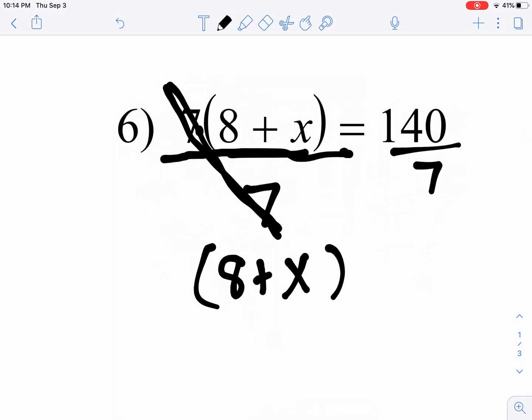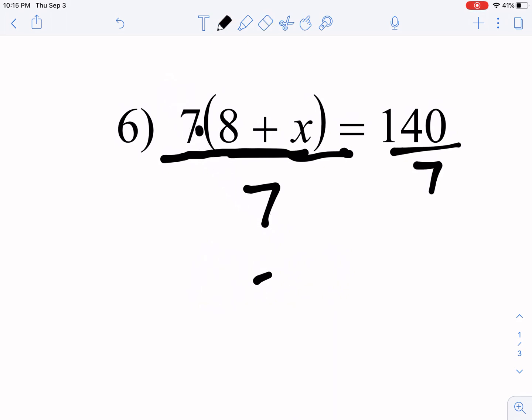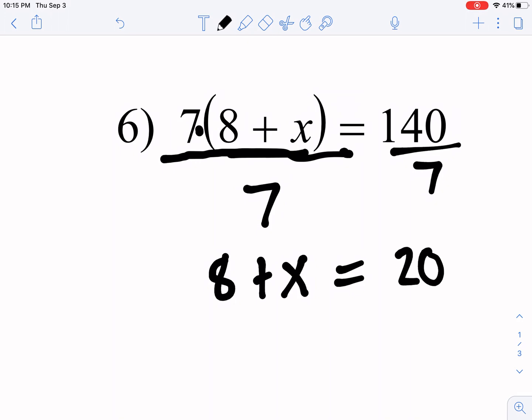Now, we don't have to write the parentheses at this point because there's nothing else happening. So I'm just going to actually drop the parentheses, okay? So at this point, we have nothing else there. So all we're left with is 8 plus x, okay, is equal to 140 divided by 7. Well, here's a little trick to help you. What's 14 divided by 7? 2. So if I have 140 divided by 7, add a 0 to it, that would be 20, okay?